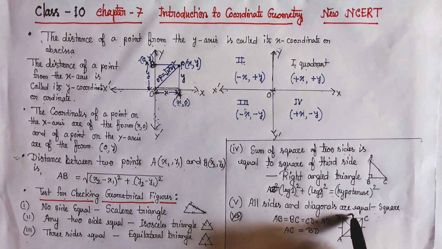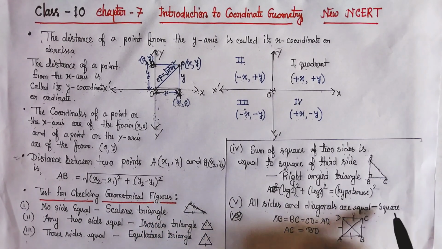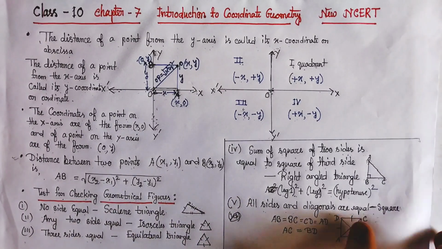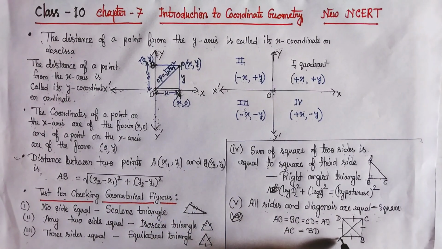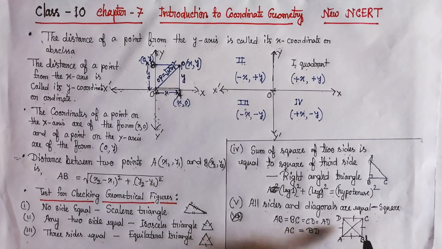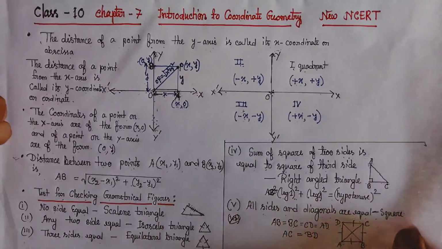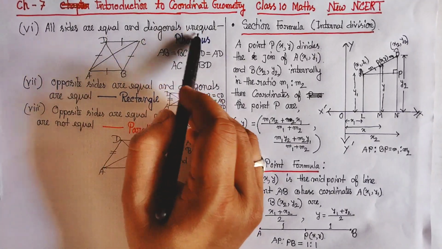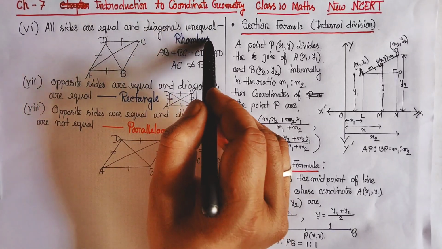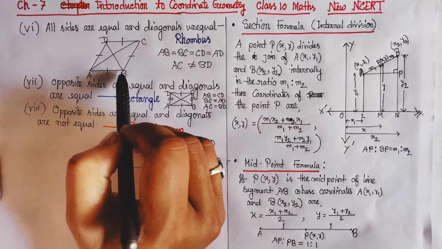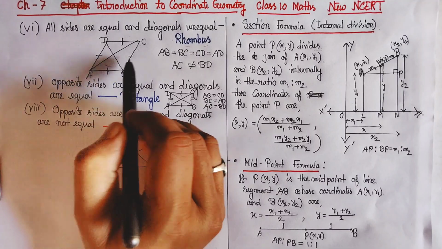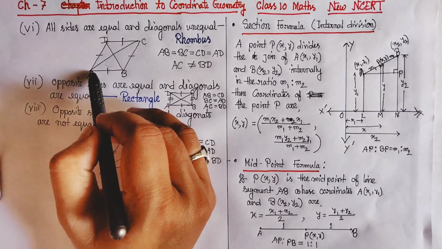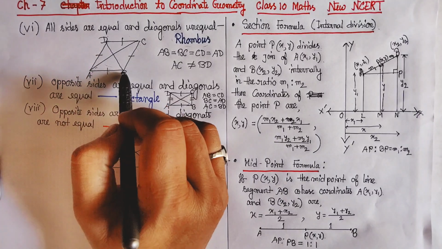All sides and diagonals equal is called a square. So here in square ABCD, AB equal to BC equal to CD equal to AD, and the diagonals are also equal, so AC equal to BD. Again, number 6, all sides are equal and diagonals unequal: it is called a rhombus. So in the figure ABCD is a rhombus. Here AB equal to BC equal to CD equal to AD. Again, the diagonals are not equal.